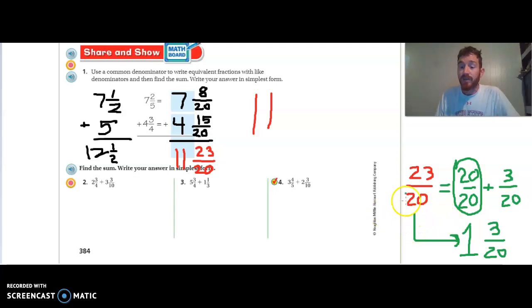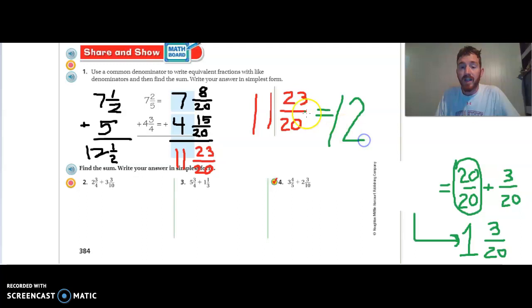Now again, we've got our 23 20ths here along with the 11. Since we know that's equal to 1 and 3 20ths, we can write this as 11 plus the 1, which makes 12 for the whole part. And then again, 3 20ths left over. So this is our answer for number 1 here.